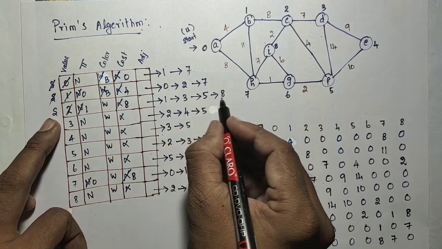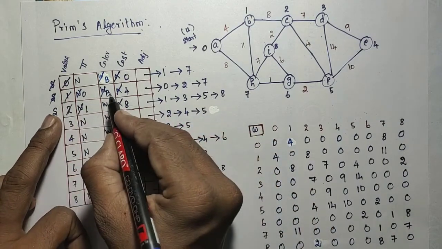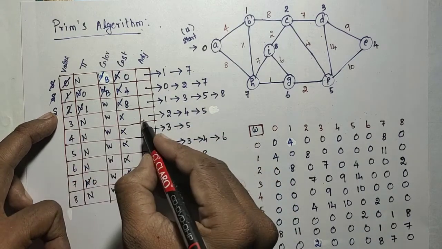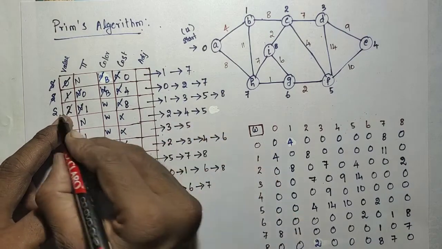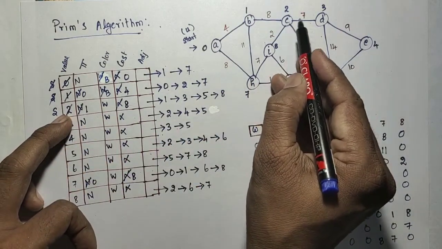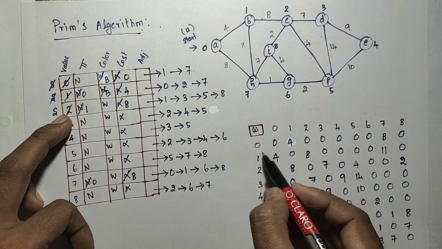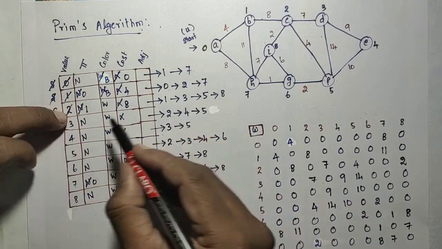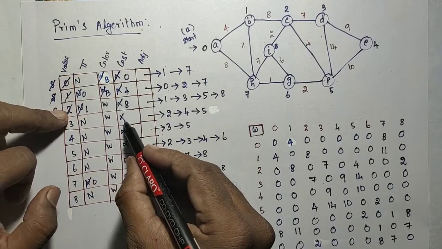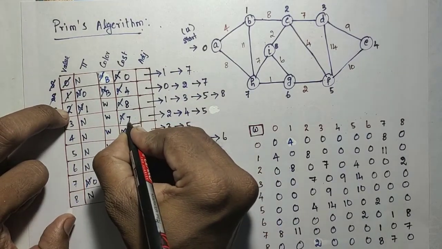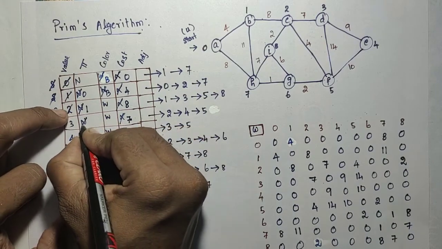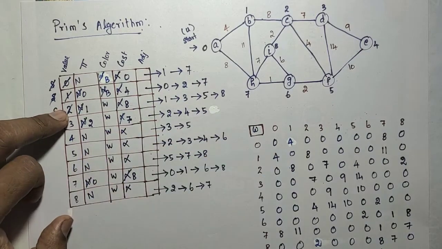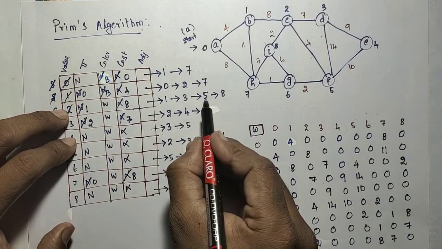1, 3, 5, 8. Go to 1. 1 is already visited. You leave that. Next 3. 3 is not visited, then look for the updation. 2 to 3 is 7. And the third node cost is infinity. So we need that updation. It will be updated to 7, and the corresponding parent will be updated to 2. 2 to 3, 7. Parent is 2.